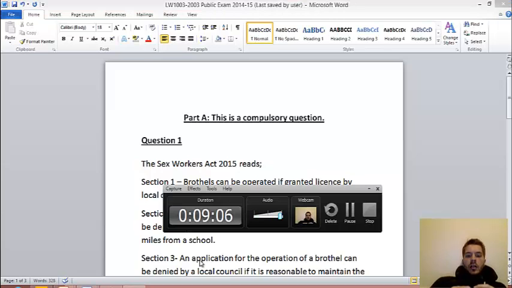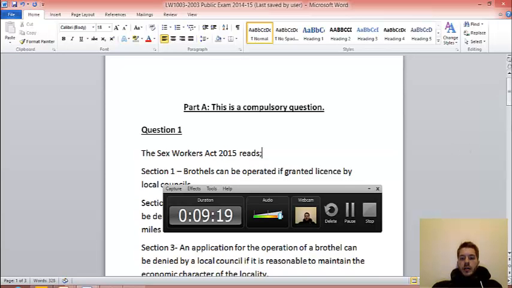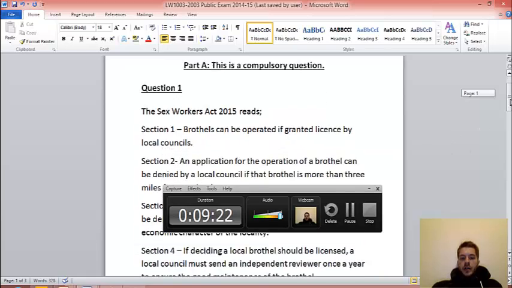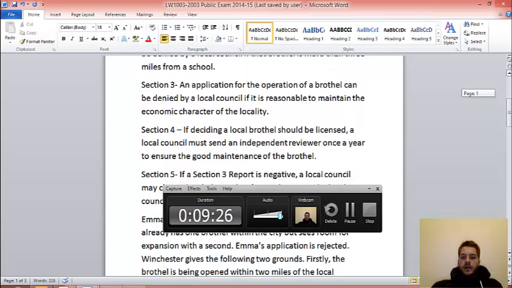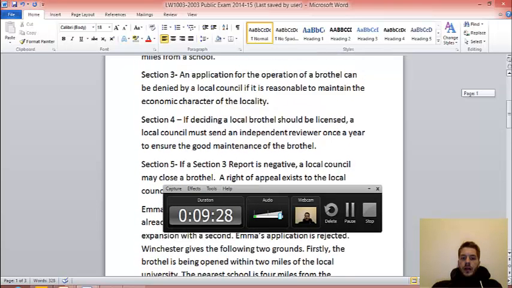Now, to do this, we're going to briefly look at the question that you looked at for your mock coursework. If you remember, it was the Sex Workers Act 2015. Now, what I want to do is look at one part of the question. If you look at section 4, if deciding a local brothel should be licensed, a local council must send an independent reviewer once a year to ensure the good maintenance of the brothel.